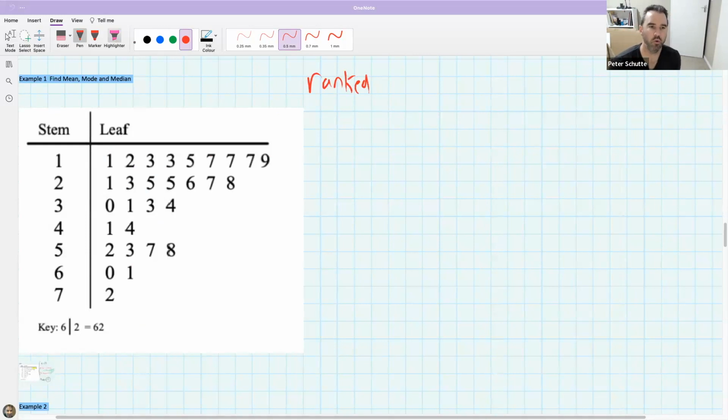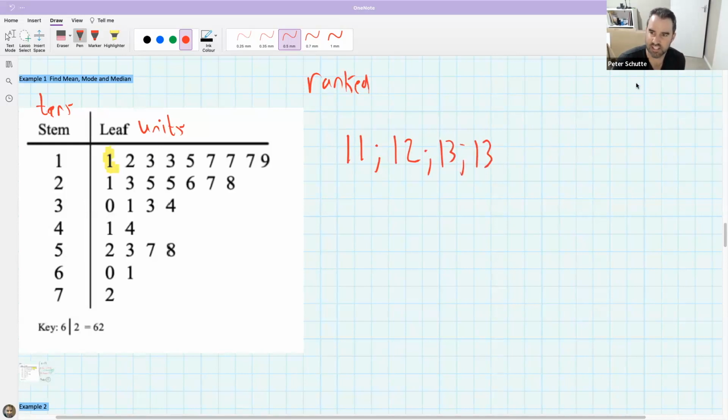So just to show you what this 1 means, it's actually not 1. This is kind of like the units, and this is the tens. So that first number has a stem of 1 and a unit of 1, so it's 11. The second number in my data set is going to have a stem of 1 and a unit of 2, so it's 12. And then we're going to have 2 values of 13. And if we keep on going, my last item in the data set is going to be 72.